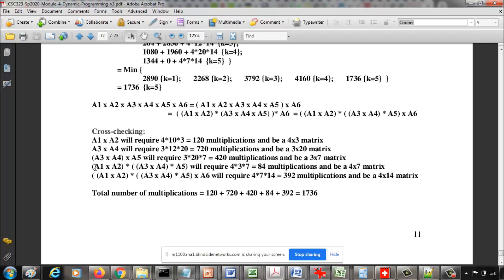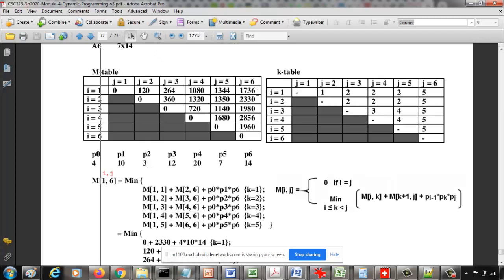Then you multiply this subchain with A6. A6 is a 7 by 14 matrix, so 4 by 7 times 7 by 14. So this is the number of multiplications, and the final dimension is 4 by 14. So we have to add all these multiplications we encountered for the subchains, and that will add up to 1736. And you can cross check, that should be the same as the 1736 you got.